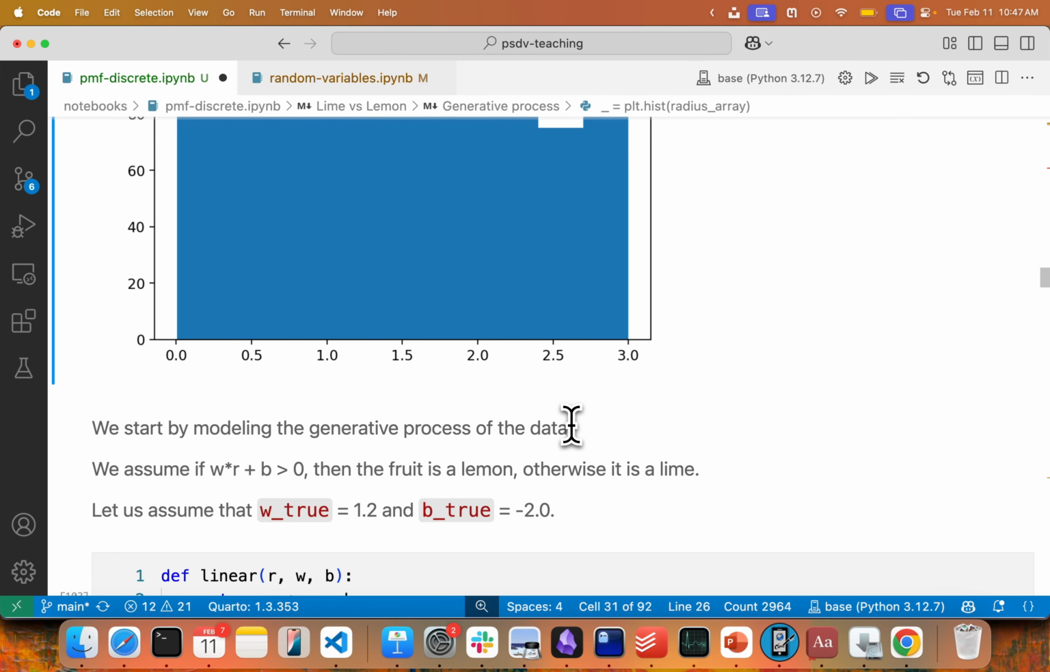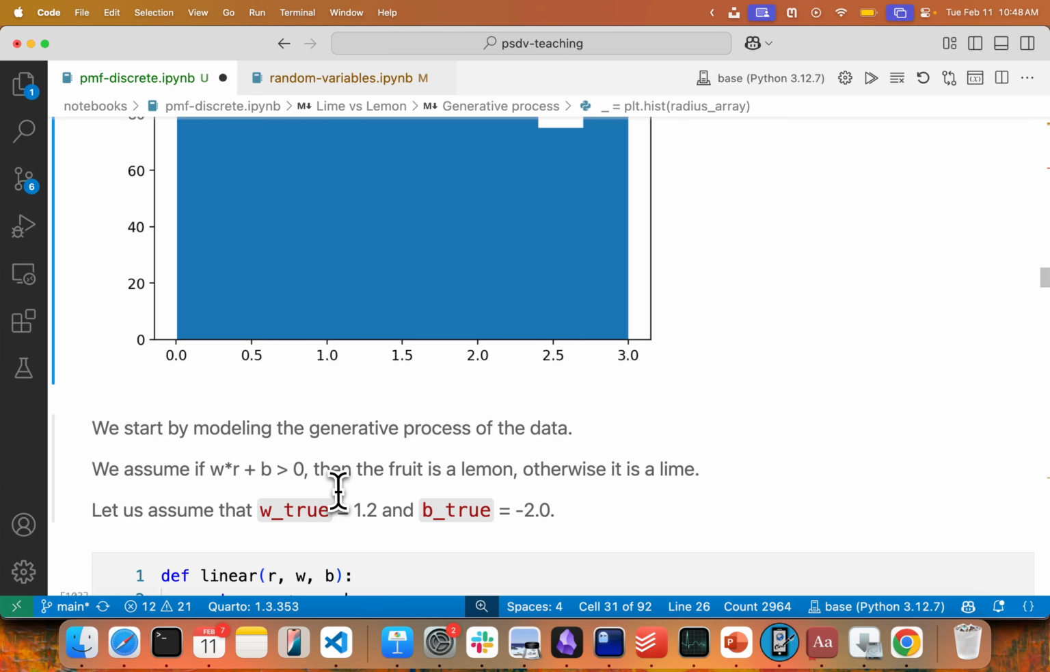Now we'll be using the generative process for modeling this data. You don't need to follow the entire process. Just assume whatever I'm saying is correct. We'll say that if w into r plus b is greater than 0, where w and b I am defining, and I know the radius, then I will tell it's a lemon. Otherwise, I'll tell it's a lime.